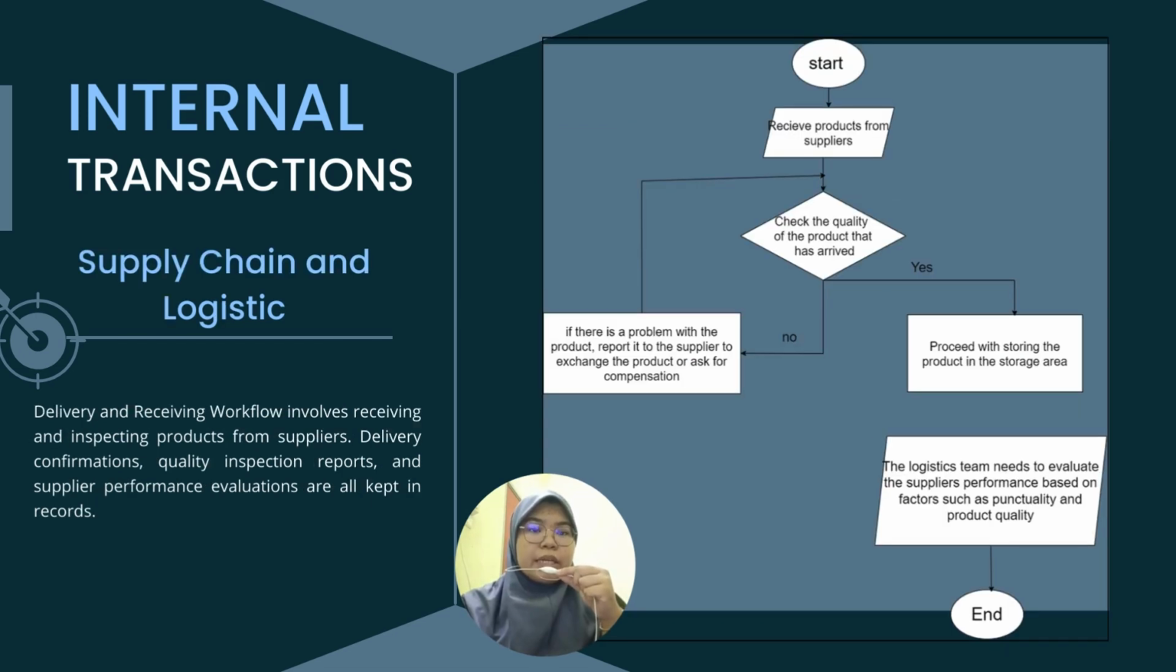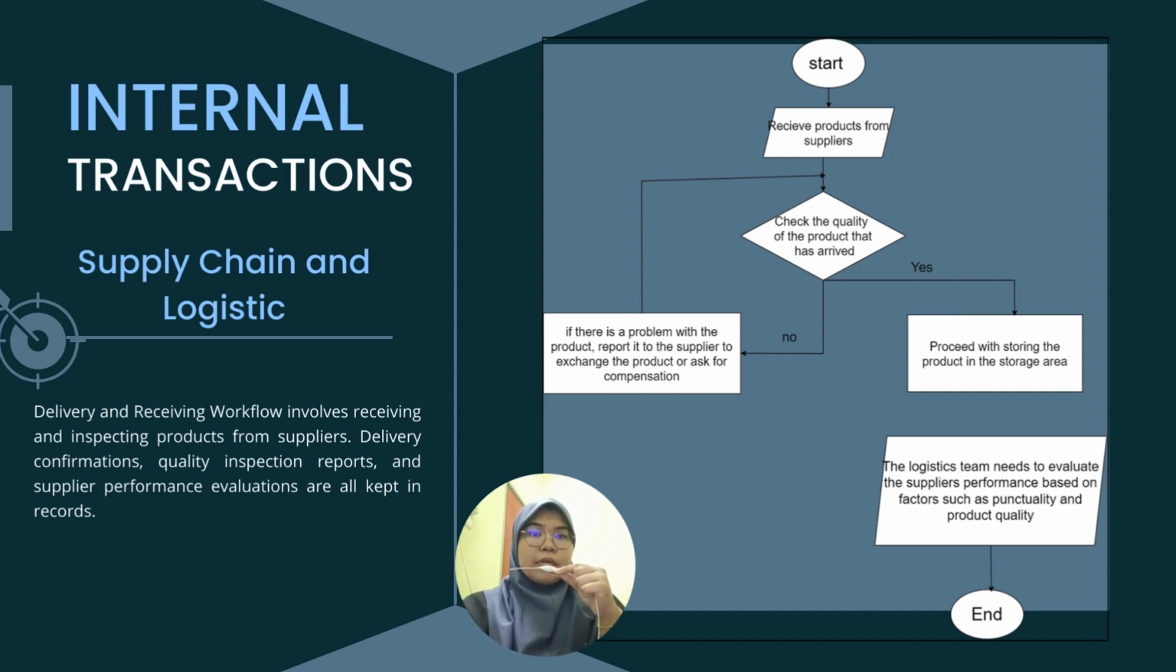Next is supply chain and logistics, which covers delivery and receiving. Delivery is the process of transporting goods from the seller or supplier to the customer or intended destination. Meanwhile, receiving is the process of accepting and acknowledging the arrival of goods or shipments at their destination, typically by checking and verifying the contents.